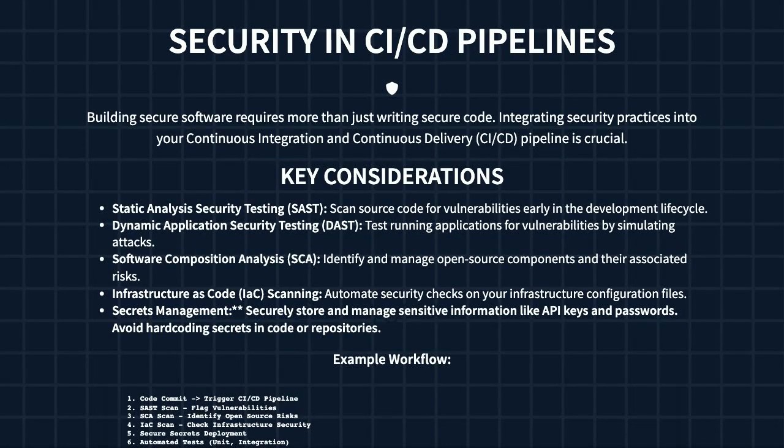Okay, let's talk about how security fits into your CI/CD process. It's not just about the code you write, it's about protecting your entire workflow. We want to catch vulnerabilities early. Think of SAST tools that scan your source code for potential problems before anything gets built. Then we use DAST to test running applications, and SCA helps us manage any risks from open source components we're using.